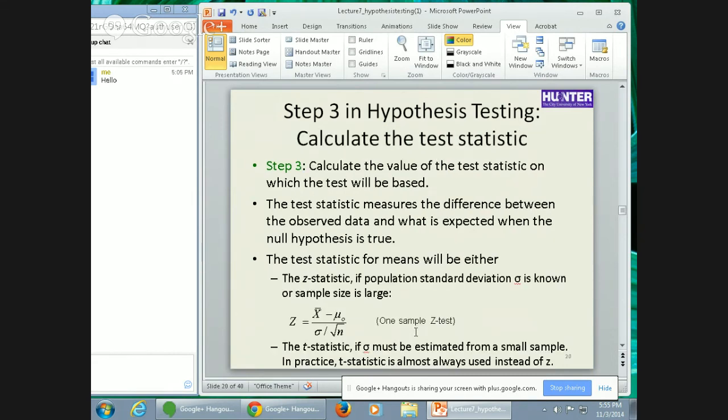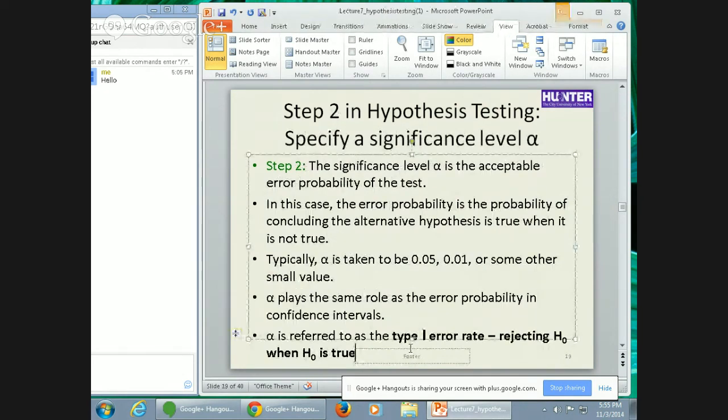I don't know if I'm clear on the difference between alpha and the p-value. Are they the same? No. Alpha is a decision you make in advance of doing the test. It's saying that I will consider this as a critical value for deciding whether or not to reject my null hypothesis. Whereas the p-value is a probability that you calculate, and then you compare that to alpha to decide whether or not you reject your null.